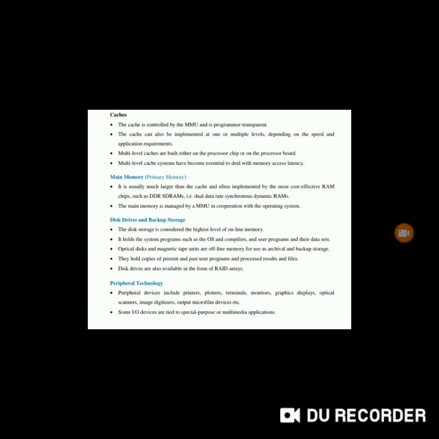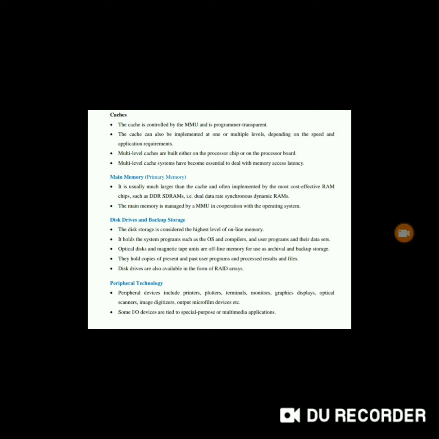Next we'll see about the main memory. It is usually much larger than the cache and often implemented by the most cost-effective RAM chips such as DDR SDRAM, that is double data rate synchronous dynamic RAM. The main memory is managed by the MMU in cooperation with the operating system.